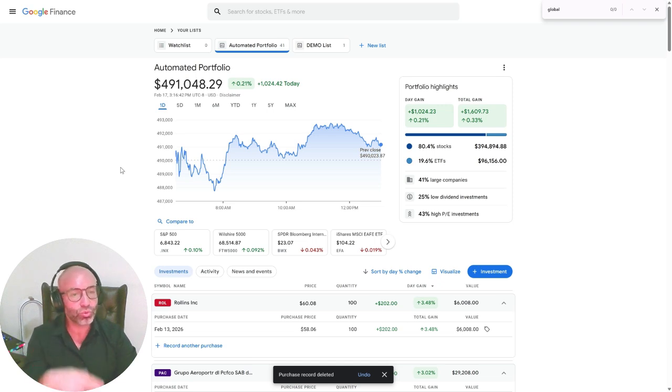At the end of the month, we're going to rotate the full portfolio based on the data science that we're able to acquire from the stock market.